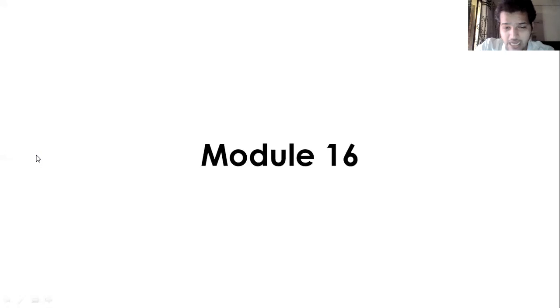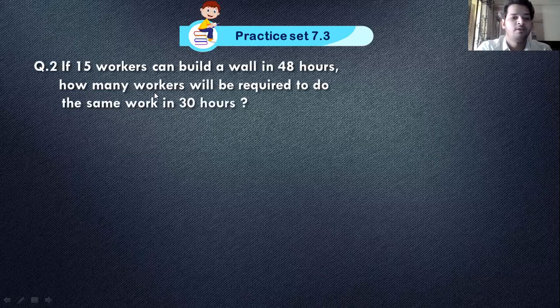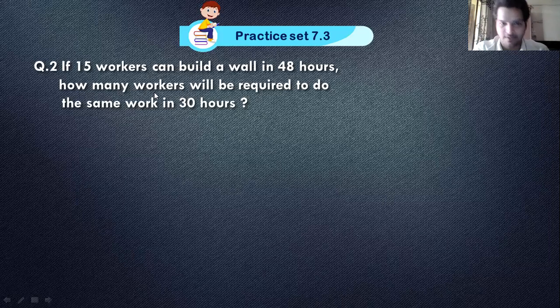So students, now we are on module number 16, where we are going to solve the sum from practice set 7.3. Question number 2. If 15 workers can build a wall in 48 hours, how many workers will be required to do the same work in 30 hours. So when the word is used same work, that means same type of wall is built again.